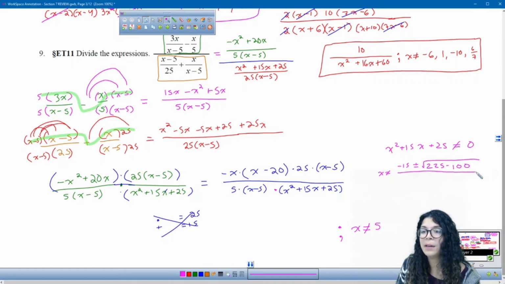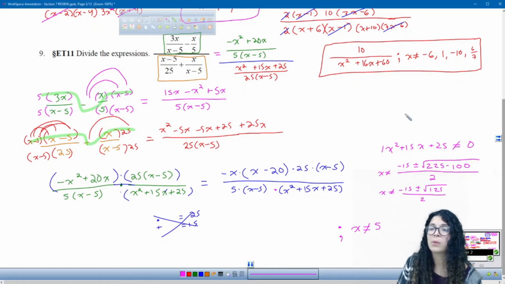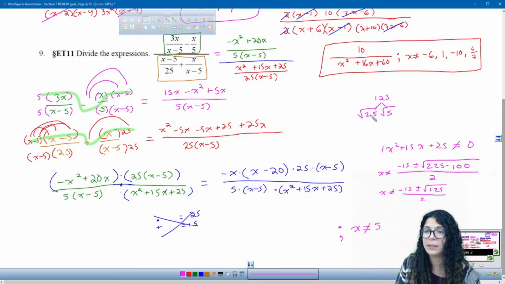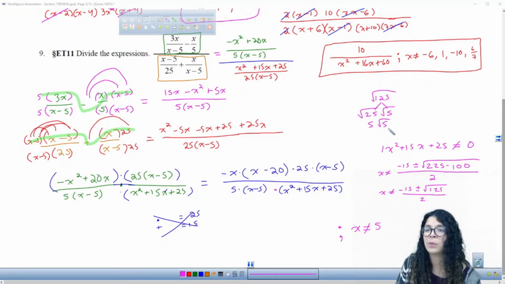Then in the denominator, it will be 2 times a. A is 1, so it would just be 2. 225 minus 100 is 125. So this is the square root of 125 over 2. Now the square root of 125 can be simplified because 125 is 25 times 5. And the square root of 25 is 5. So the square root of 125 is 5 square root of 5.